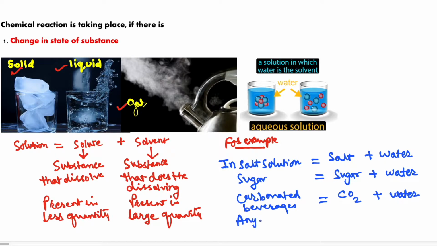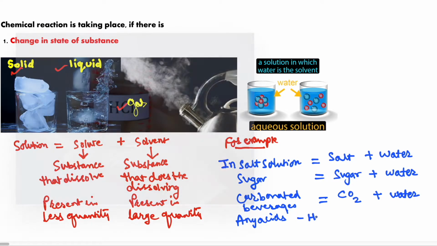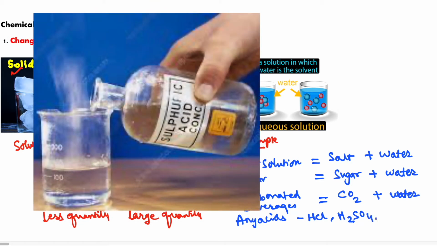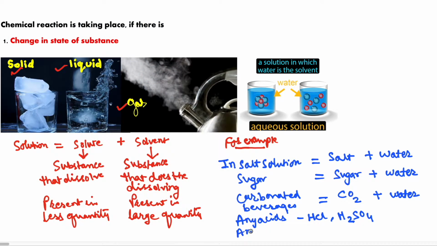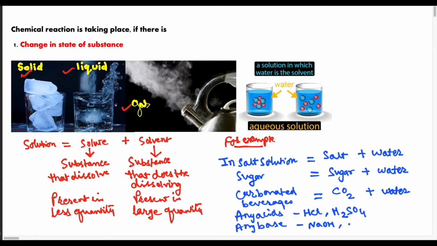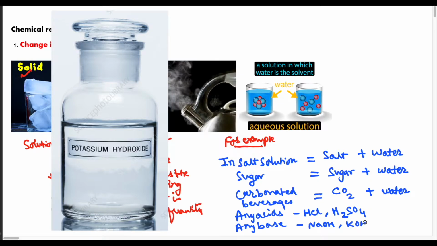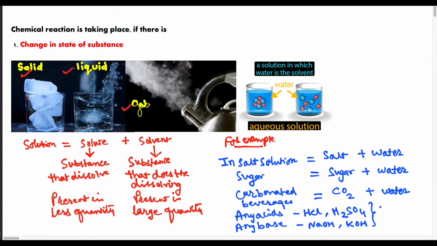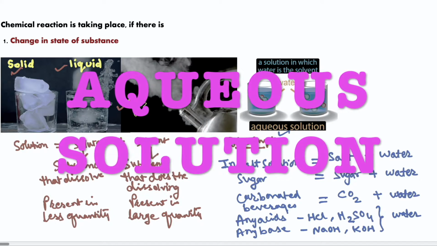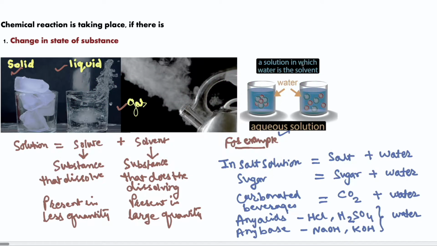Likewise, any acids such as HCl, hydrochloric acid, or H2SO4, sulfuric acid, or any base such as sodium hydroxide NaOH or potassium hydroxide KOH. When these solutes are dissolved in water as a solvent, then these solutions are known as aqueous solutions. So we can say that an aqueous solution is such a solution in which water is the solvent.